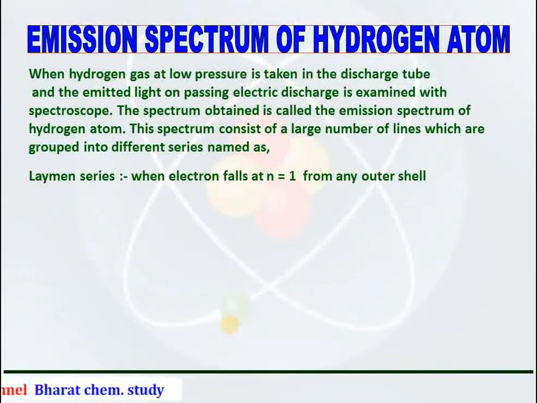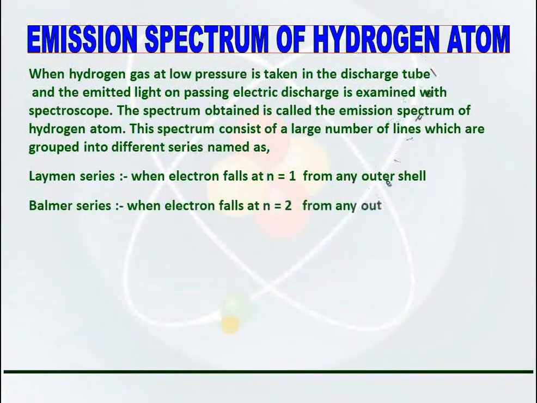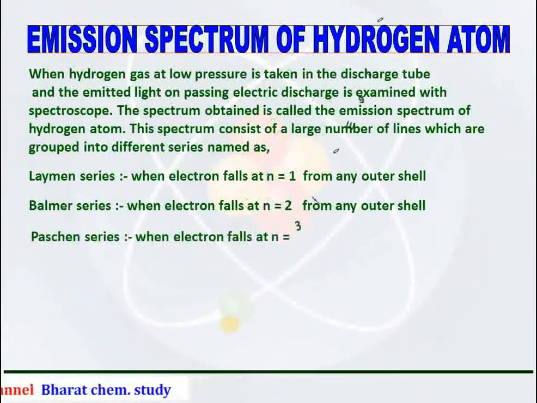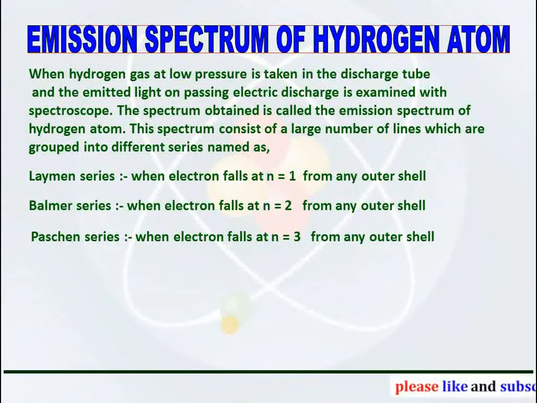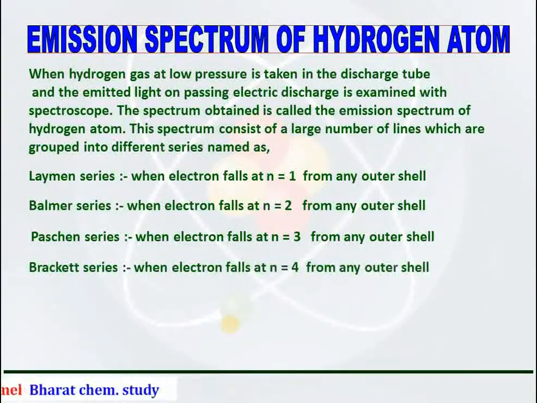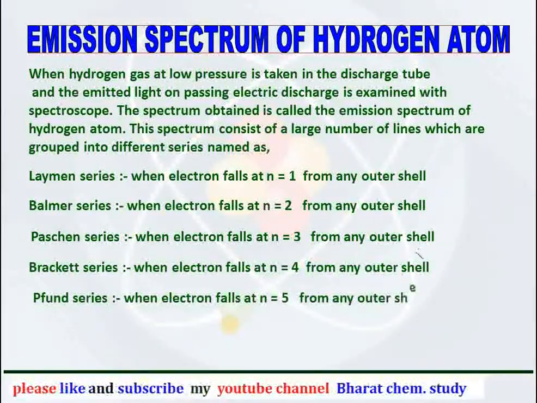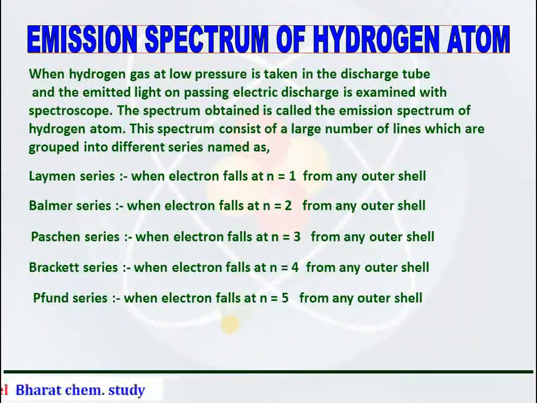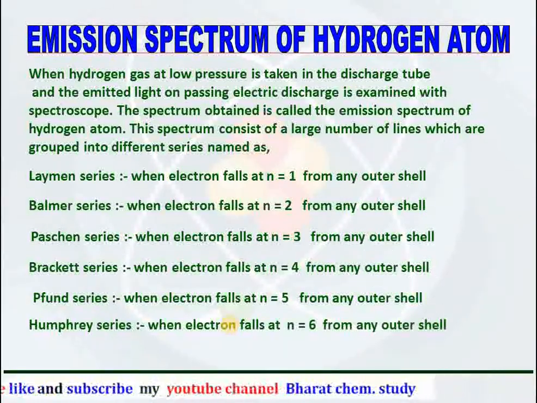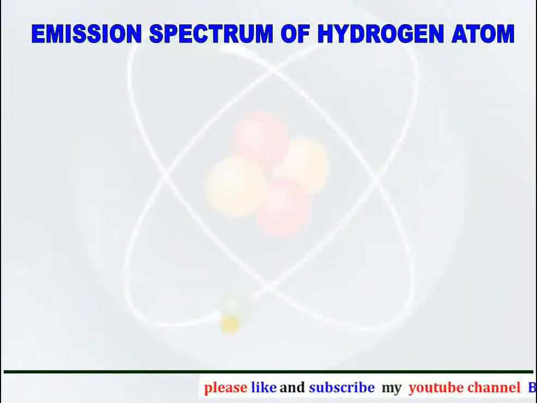Lyman series: when the electron falls to the first shell from any other outer shell. But when the electron falls to the second shell from any other outer shell, the series is called Balmer series. When the electron falls to the third shell, it is called Paschen series. When it falls to the fourth shell, it is called Brackett series. When it falls to the fifth shell, it is called Pfund series. And when the electron falls to the sixth shell, the series is called Humphreys series. So that is the emission spectrum of the hydrogen atom.